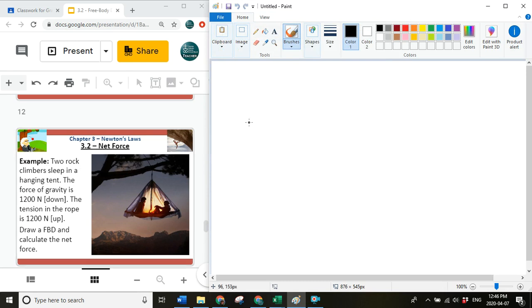We have two rock climbers sleeping in a tent. What a cool tent to stay in. So now there's a dot to represent the tent. There's the force of the tent and the rock climbers. There's the force of gravity. Now, if I just had that force, it's unbalanced, so they would be accelerating toward the ground.